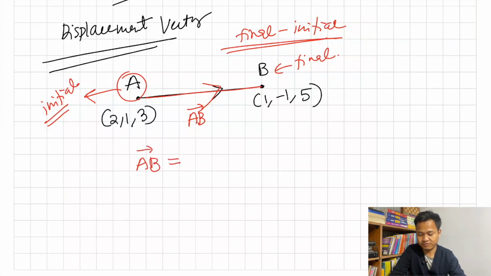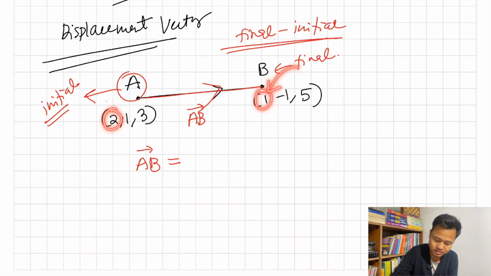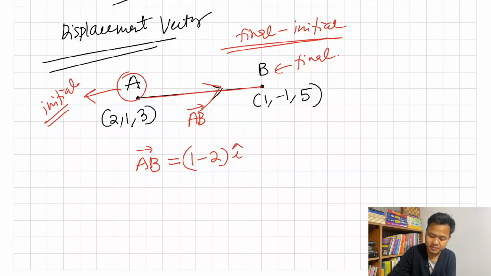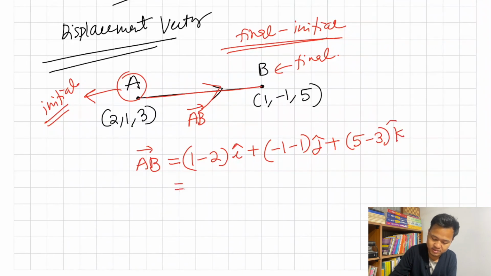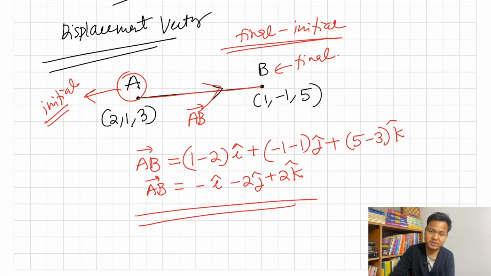If I want to write the vector AB, first you see the x coordinate. I have here 1 and here 2. So the final is 1, the initial is 2. Final minus initial gives 1 minus 2 for i cap, plus for y, minus 1 minus 1 for j cap, plus for z, 5 minus 3 for k cap. So you'll have minus 1 i cap minus 2 j cap plus 2 k cap. This is AB, and this is called the displacement vector.